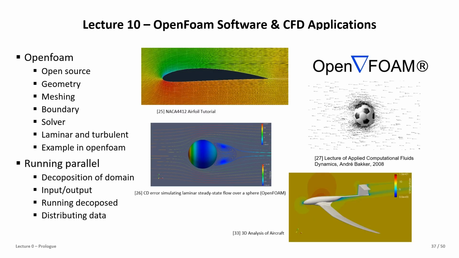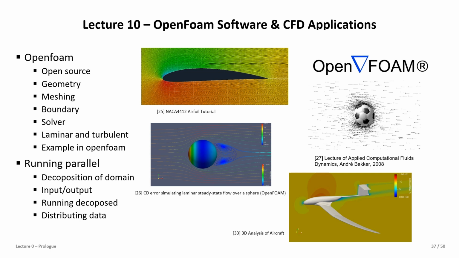In lecture 10, we will have an example of the OpenFOAM software. OpenFOAM is open source software, and it's used broadly in CFD, especially for research, and also in some kinds of industry. Since it's open source, it makes it easier to make geometry for different types of problems. And we will see how we can make the meshing, modify the boundary conditions, and use the relevant solver.